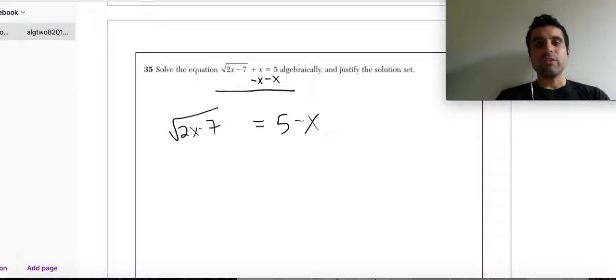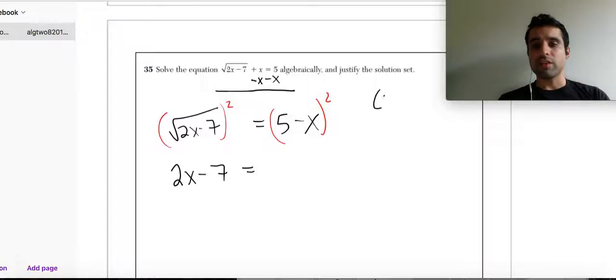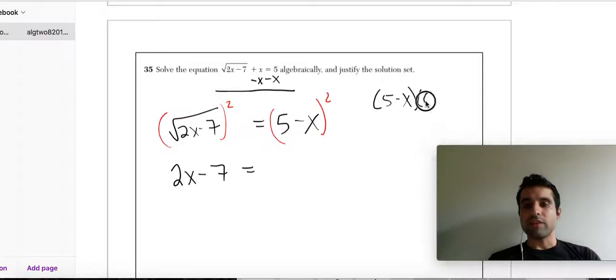Now how do I get rid of the square root? I have to square both sides. And what that gives me, guys, is, square root and square cancel out, so all I'm left with is 2x minus 7. And when I square a binomial, if you know the shortcut, rather than having to do it by hand like that, if you want to do it that way, you can do that, but that's a lot of work.